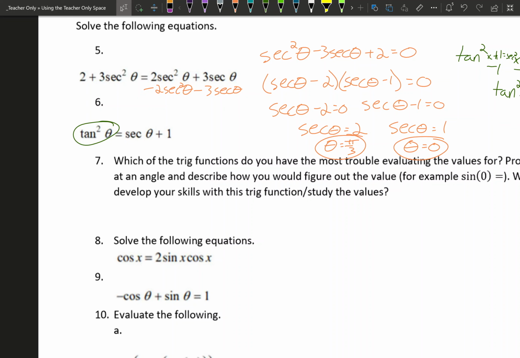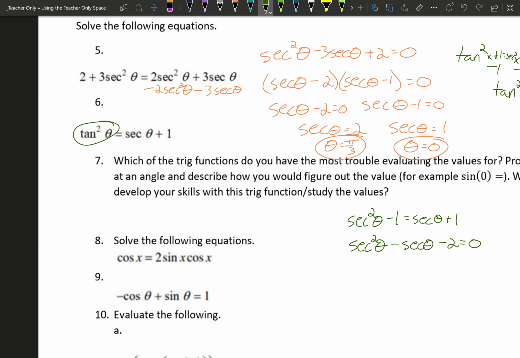So we've got secant squared theta minus 1 is equal to secant of theta plus 1. Just watch your algebra here. So we've got secant squared theta minus secant of theta minus 2 is equal to 0.